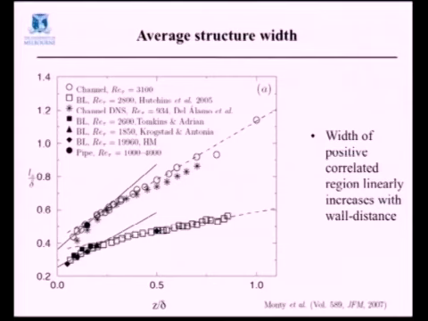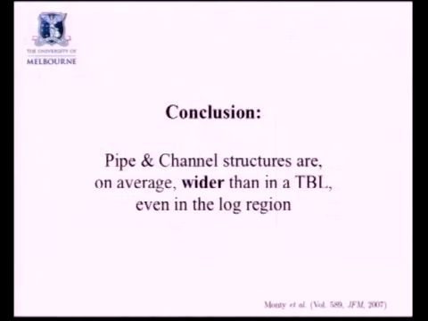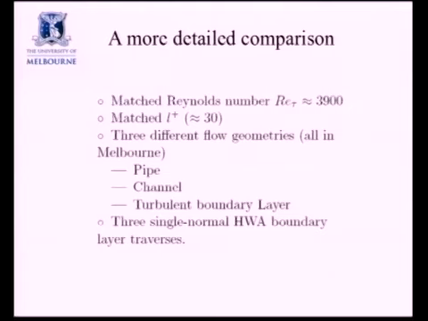But when I plot the boundary layer on top of there, it's a different scale. I'll show all the data I can find in the literature. Even in the log region, there's DNS there. Even in the log region for the pipe and channel, we've got a factor of about 1.7 wider, at least, than the boundary layer. And as you go out from the wall, you get much wider things in the channel than the boundary layer. So at this point I make the conclusion, what I just said: pipe and channel structures are on average wider, even in the log region. And that was a bit of a surprise to us.